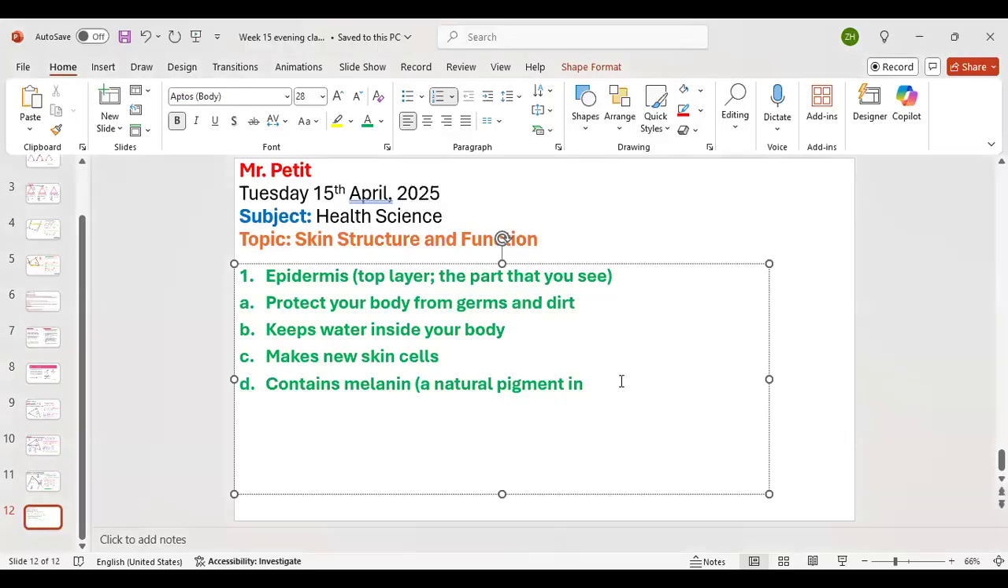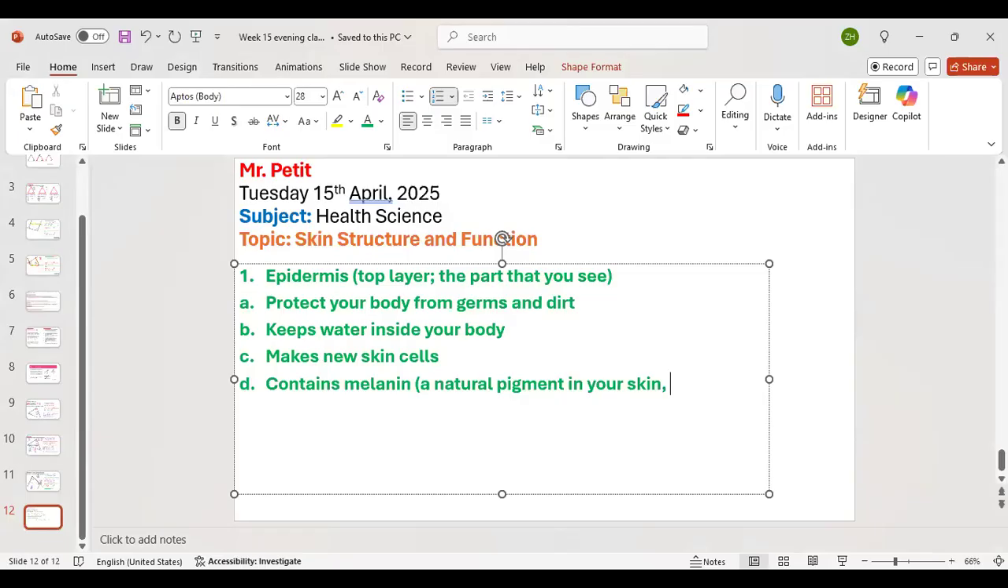It's a natural pigment in your skin, and it helps to determine your skin color. People who are albino do have melanin, but they have a reduced or completely absent amount compared to individuals without albinism. So they have a very low amount of melanin.